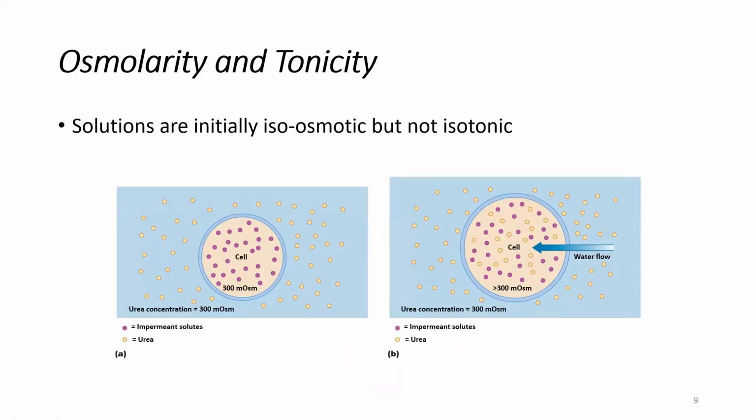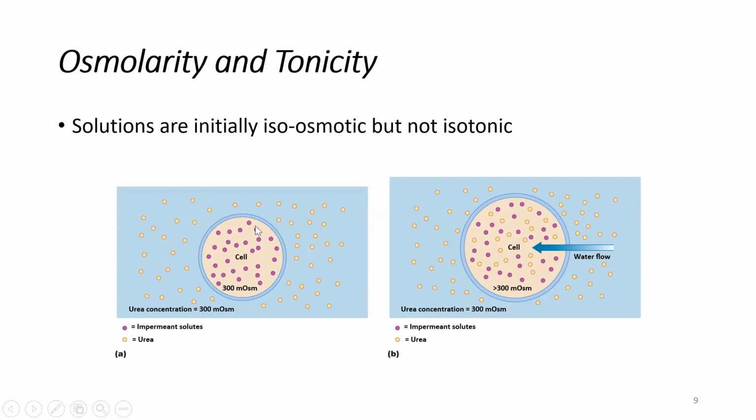So when a solution is the same in terms of its osmolarity, inside and outside of the cell, we say that that's an isoosmotic state or an isoosmotic solution. But a solution can be isoosmotic, but also hypotonic, right? Not isotonic, but hypotonic, okay?